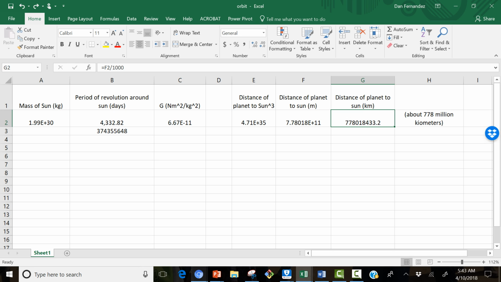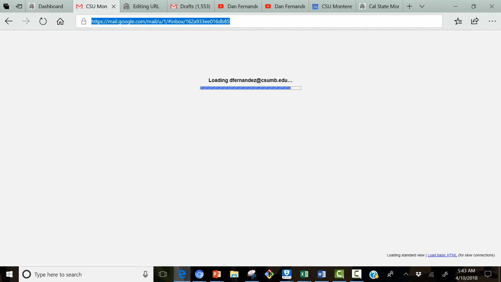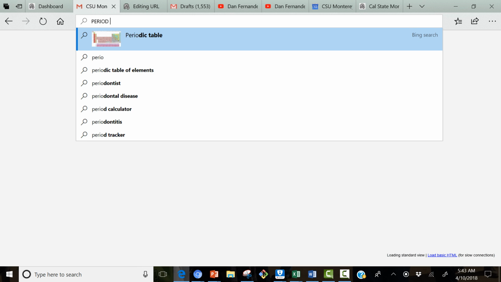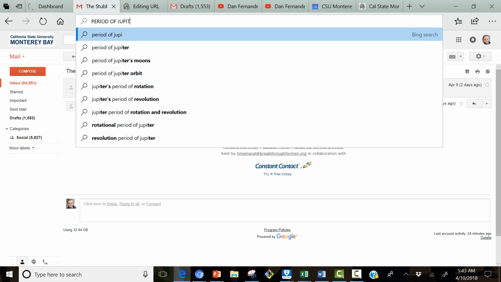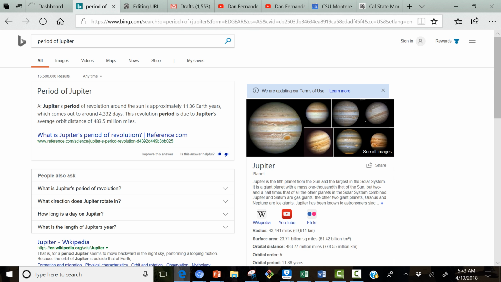If I go into the internet and look for the period of Jupiter, it'll tell me how long it takes Jupiter to go around the sun, and this is the number I put in, 4,332 days. And let's see if I get the right orbital distance.